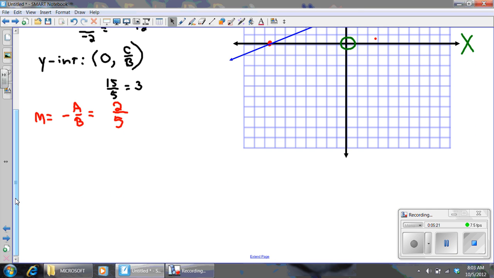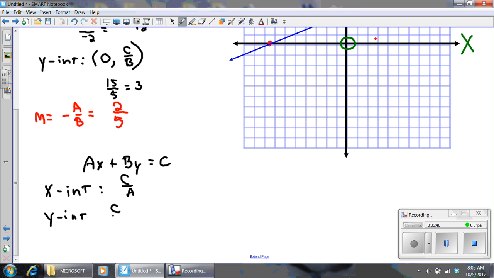Remember, standard form looks like Ax plus By equals C. If I want to know the x-intercept, all I have to do is divide C by A, and the y-coordinate, of course, is 0. The y-intercept is C divided by B. And then the slope of the equation is negative A over B. And there you go. That's all you have to do.